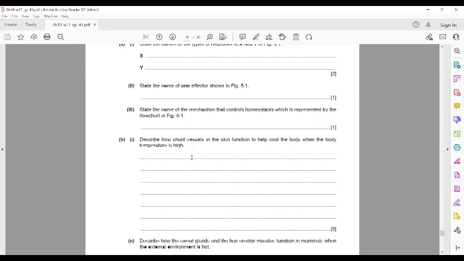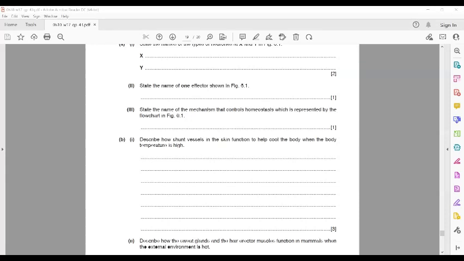Describe how shunt vessels in the skin function to help cool the body when the body temperature is high. Shunt blood vessels connect the arteries and veins together, and usually by their constriction or their relaxation, dilation, they control the volume of the blood flow, how much blood will be passed through them. So in the shunt vessels here, they constrict or they close, so they direct the blood to the skin.